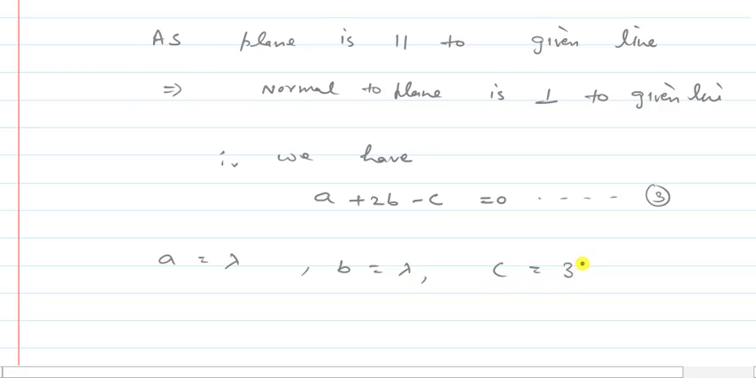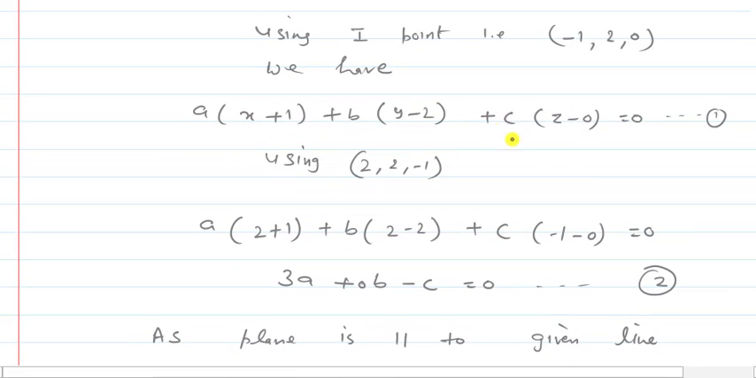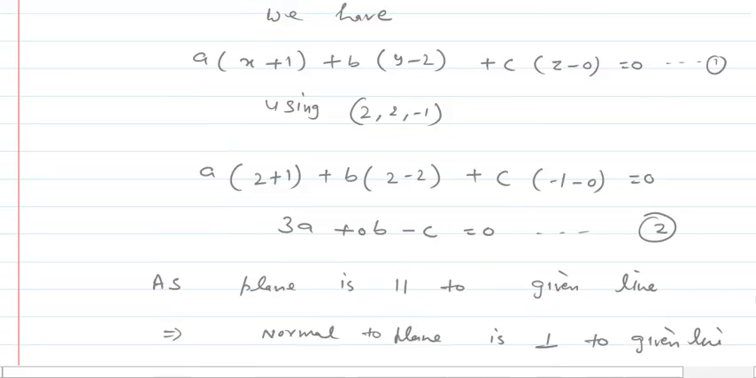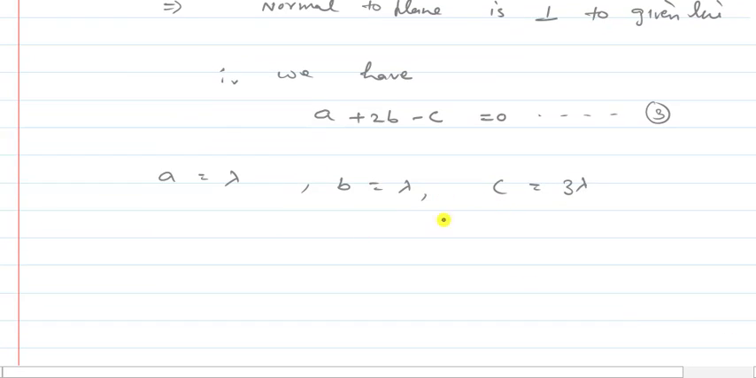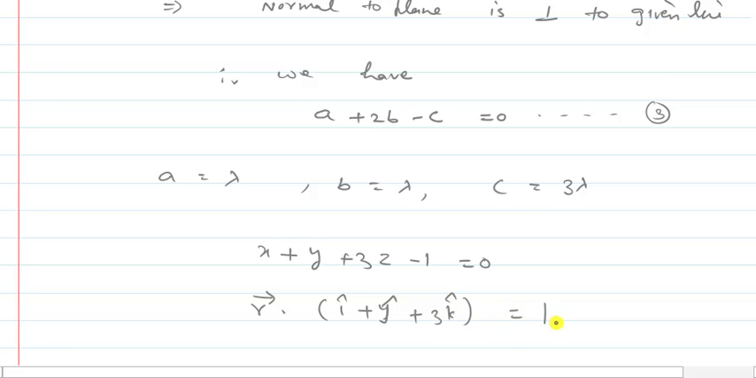Now putting these values of a, b, c in equation number 1 to get the final equation of the plane, we are getting the equation of plane as x plus y plus 3z minus 1 is equal to 0 in Cartesian form, and if you need it in vector form, it is r vector dot i cap plus j cap plus 3k cap is equal to 1. So this is vector form and this is Cartesian form.